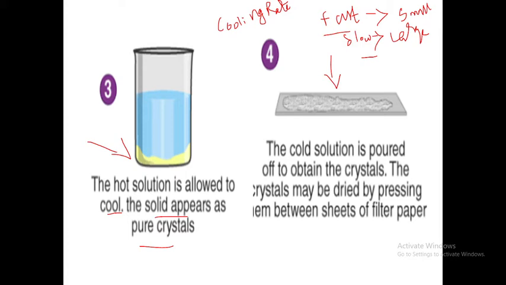What is step number 4? The cold solution is poured off to obtain the crystals. The crystals may be dried by pressing them between sheets of filter paper. This is step number 4. The crystals are collected and dried as per the product requirement. Undissolved solids in the liquid are separated by the process of filtration.